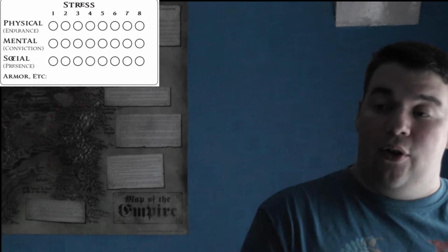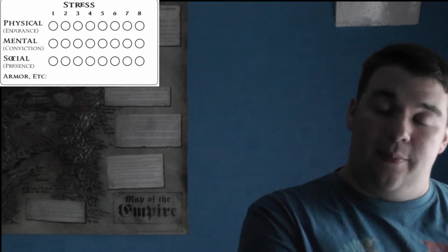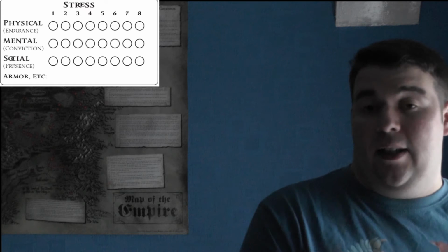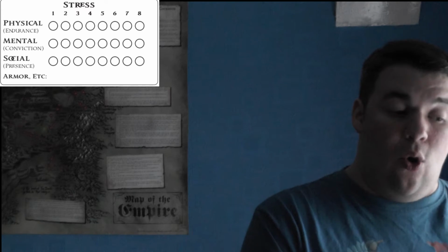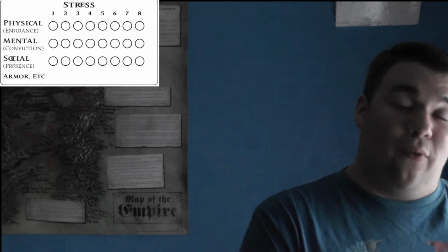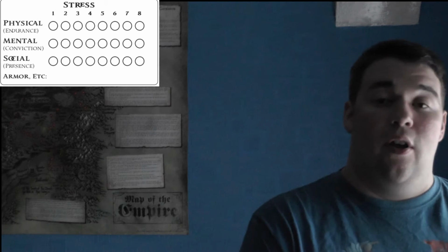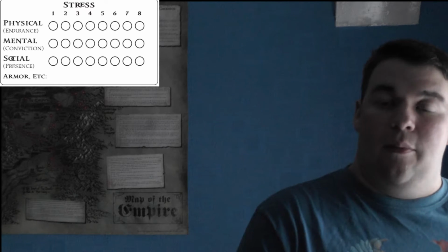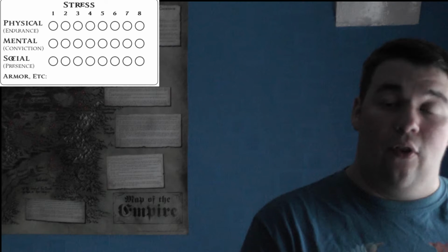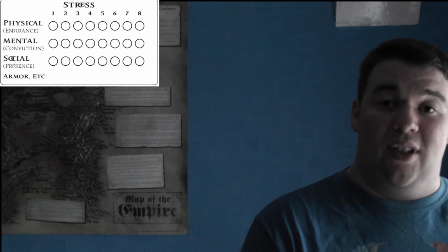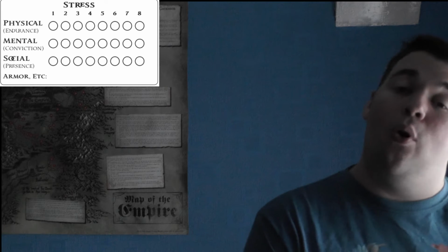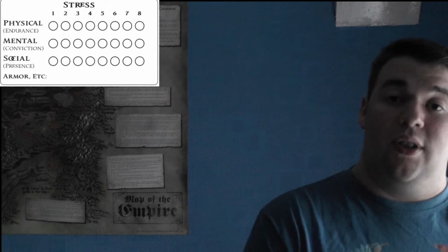Then you have your stress box area. Now these basically inform you how hardy, how much mental fortitude and how much social impression your character can make. Now these are keyed off 3 skills. That means your starting physical stress, your starting mental stress, and your starting social stress are tied to these 3 skills, and they are important to think about when building your skill tree.